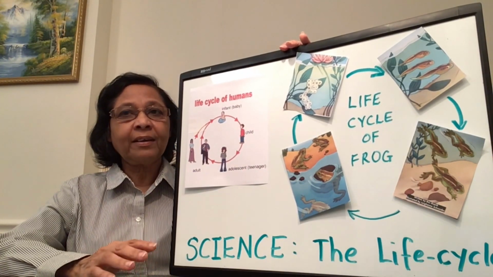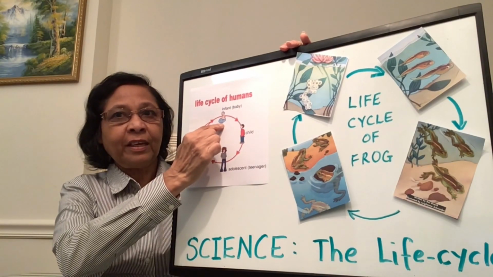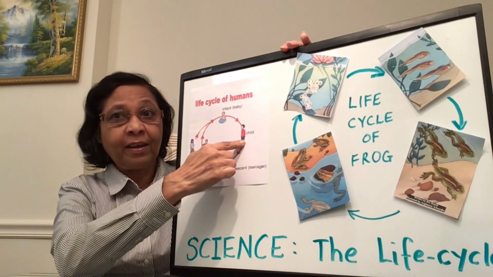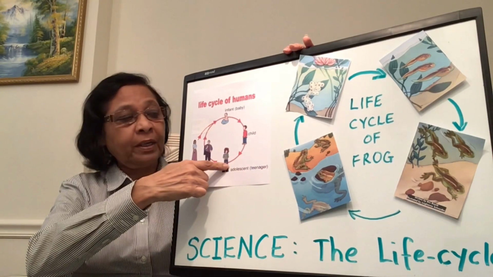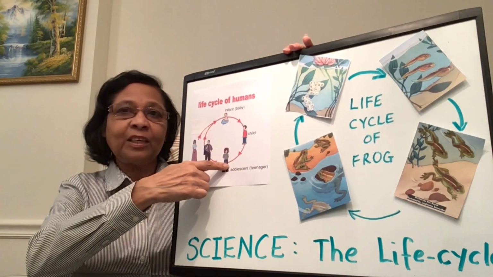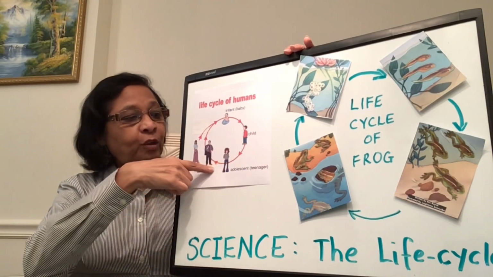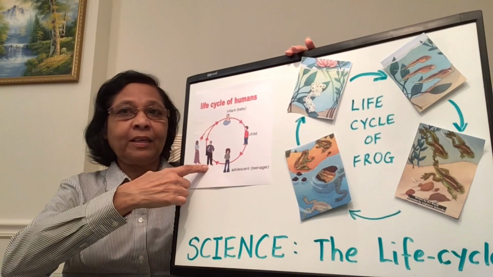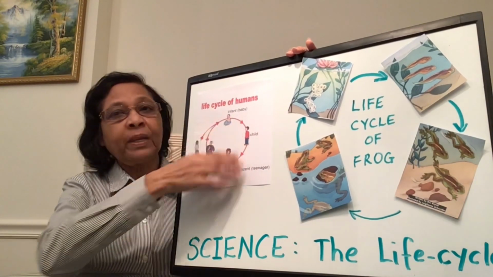When you started out, you were just a little baby, and then you began to grow and you became a child like how you are now. Soon you're going to grow and become a teenager like your big brother or sister. And then you're going to grow so tall and big, you're going to become an adult like your mom and dad. And that's called the human life cycle.